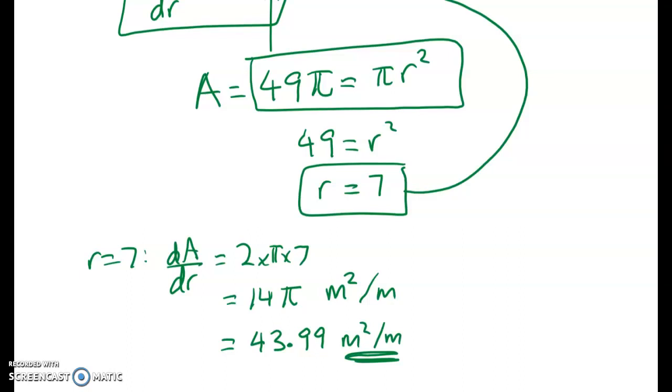The easiest way to think about it is to look at the rate of change and know that if the top one is area, then the first unit will be the area unit, so meters squared. And then here we've got dr on the bottom of the fraction, so we've got meters on the bottom of the unit. Okay, so that's a merit question, right?